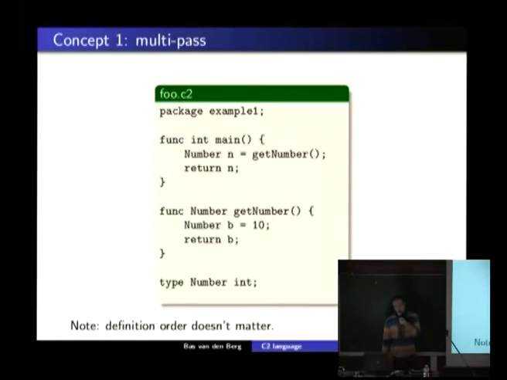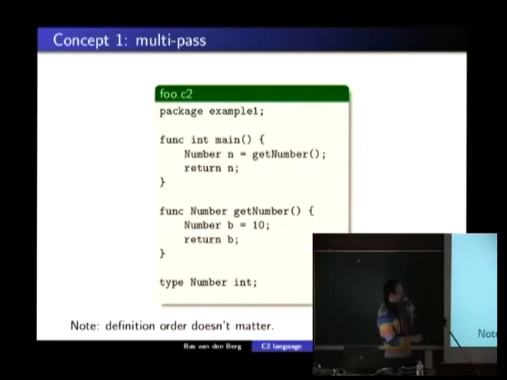Then the first concept, it's the multipass. There are three things here. It's a function main, a function get number, and a type. This is the typedef. The order of these three doesn't matter. You can do them in any order. The compiler will just figure it out. You see the type is used here and it's defined here. This function is defined here and used here, so that doesn't matter. So you don't need forward declarations, and they're even forbidden. They'll just give compile errors.